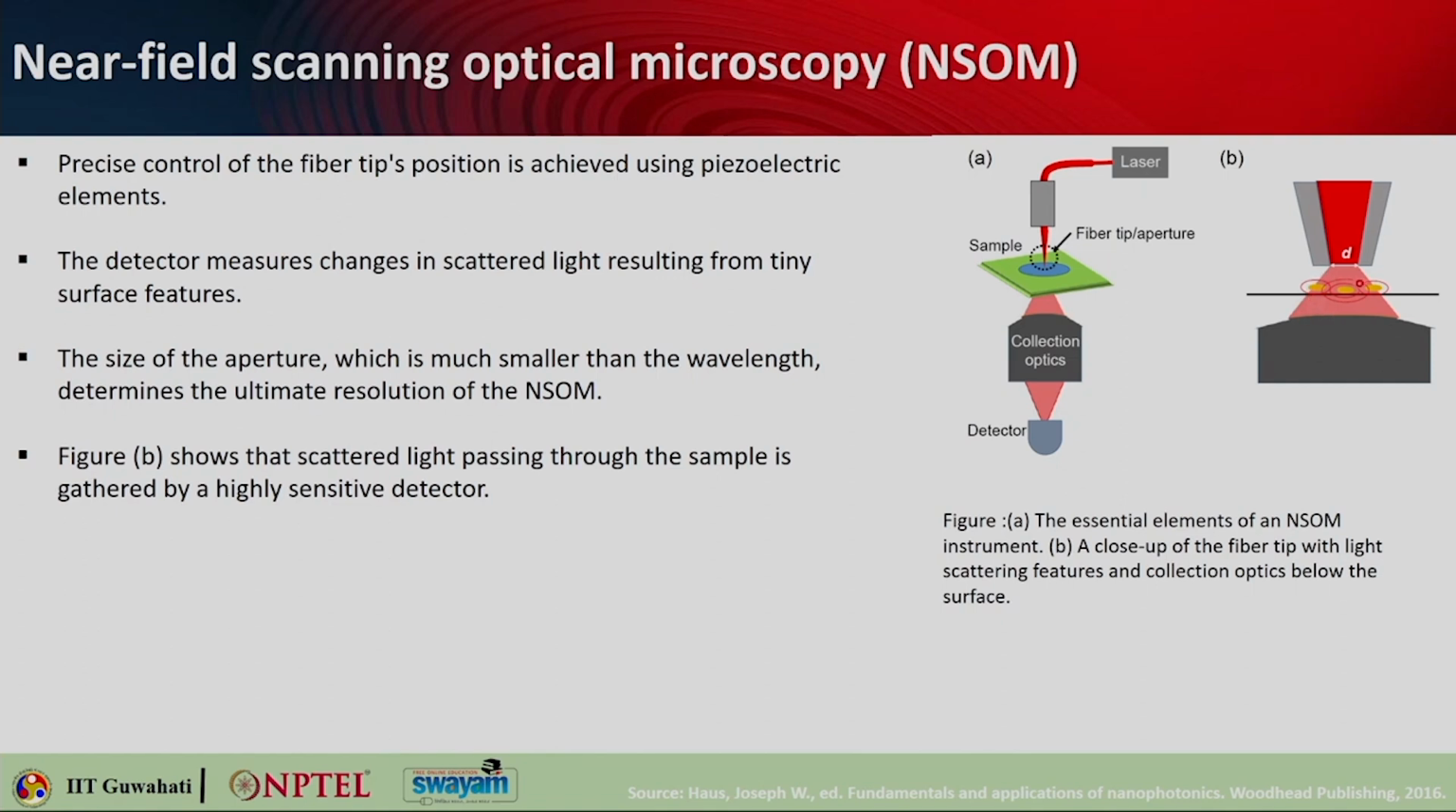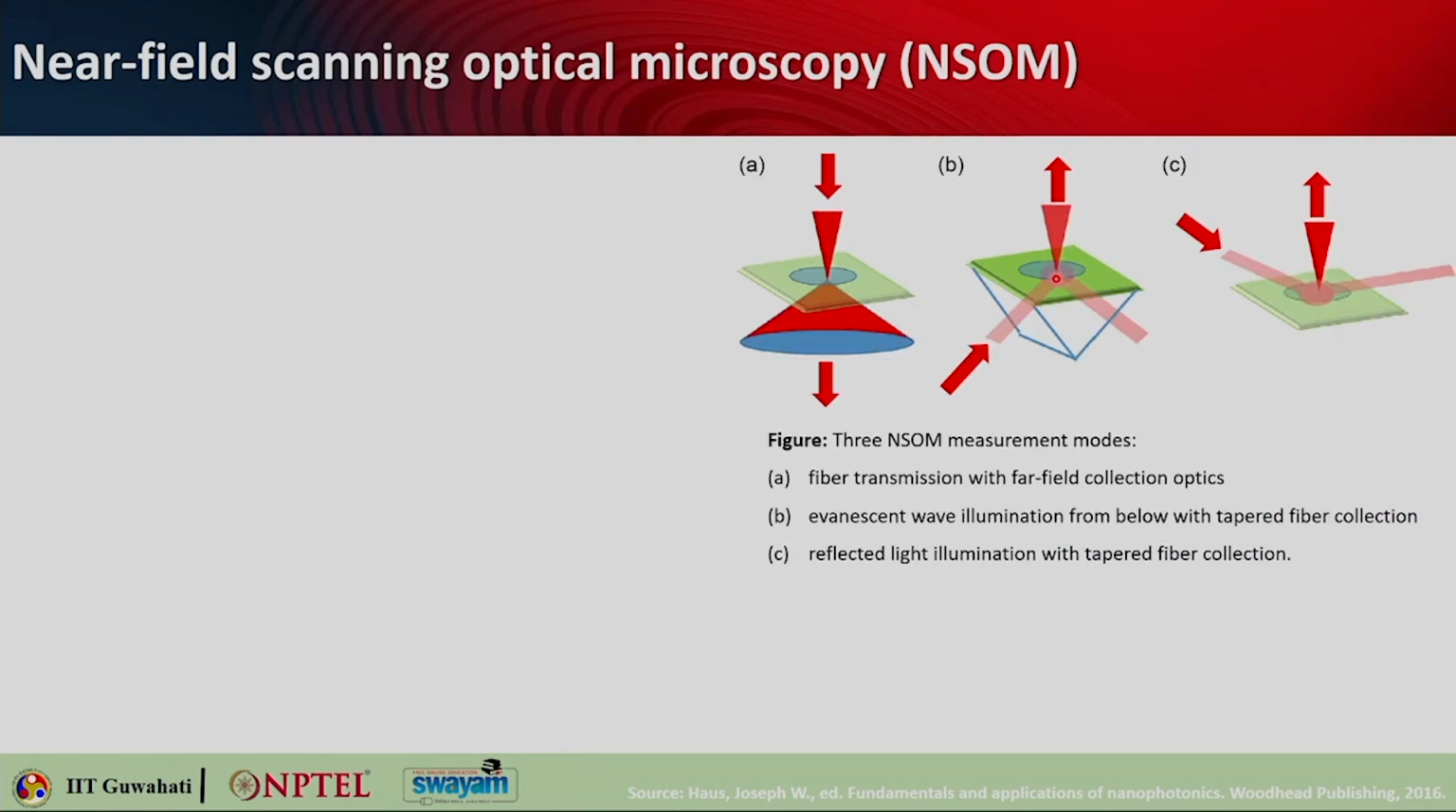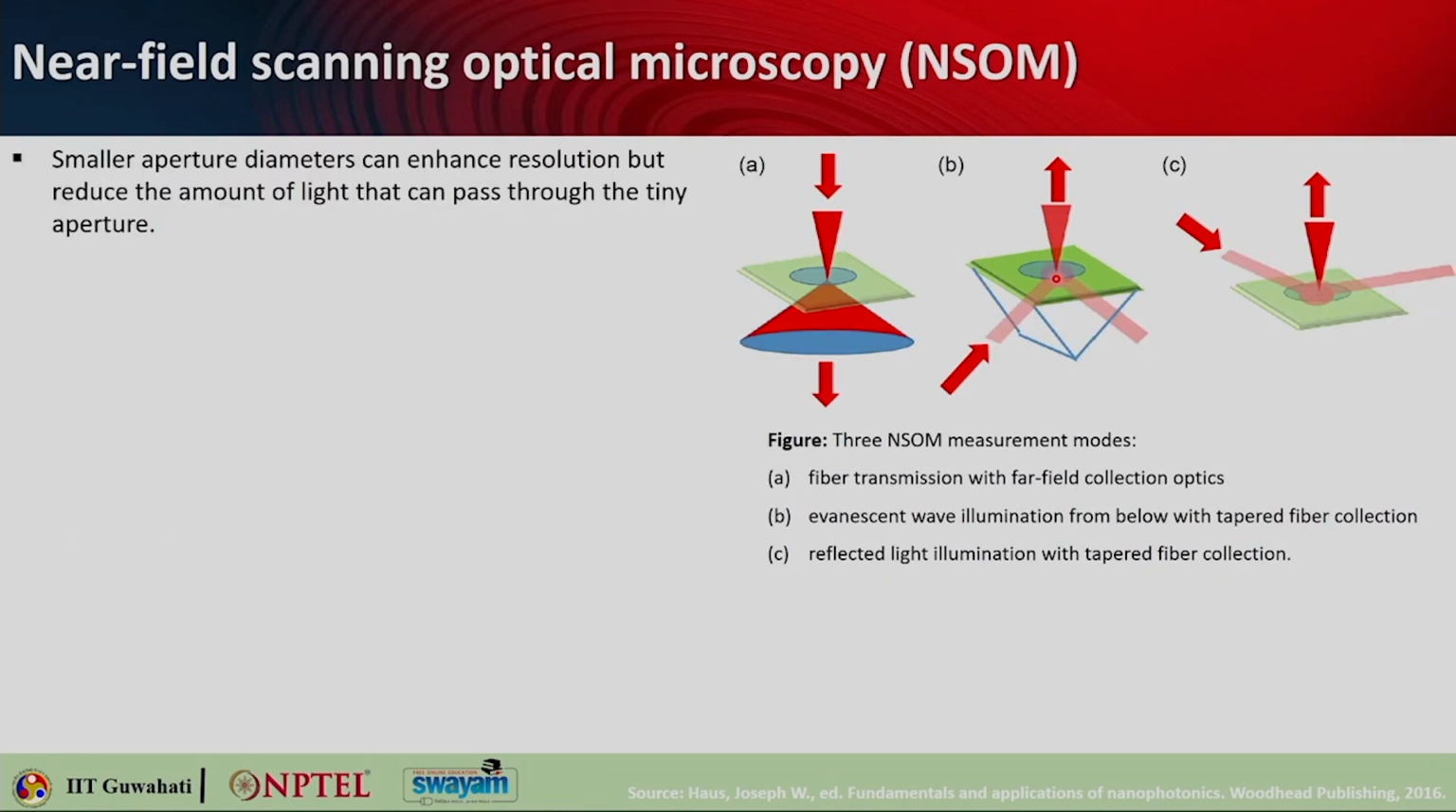So, when the light passes through the sample, it is scattered and it is detected by this very sensitive detector, and the size of the smallest aperture will be chosen in such a way that there is a trade off between the resolution and your SNR, signal to noise ratio. So, that decides what should be the smallest aperture that you should choose for NSOM microscopy. So, with smaller aperture diameters, it is clear that it can enhance resolution, but then the amount of light that will be detected by the detector will be very less.